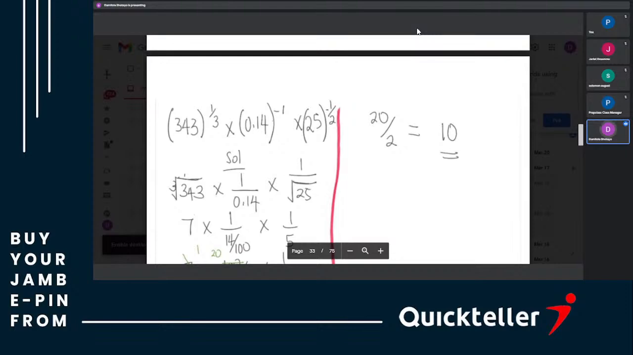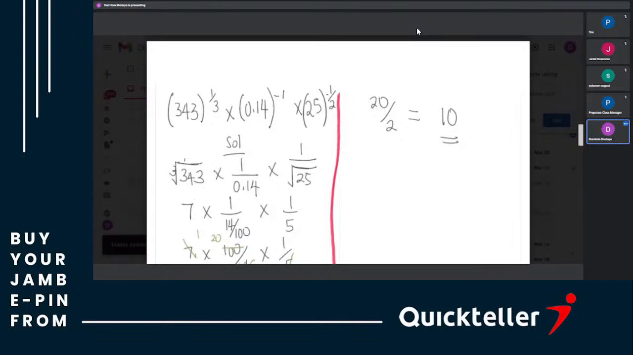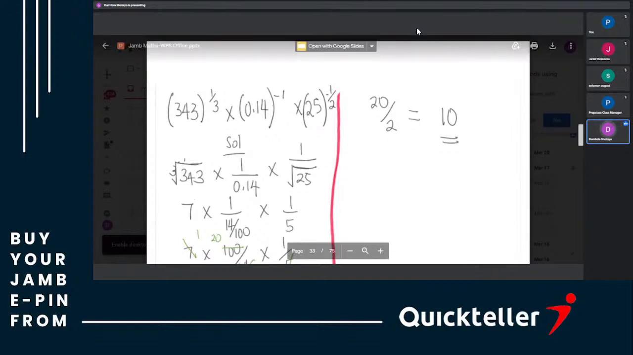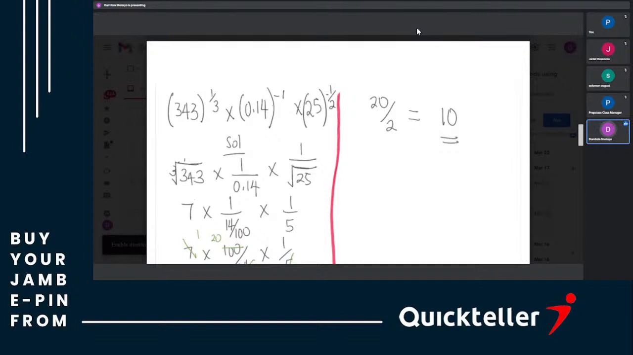So this is it. The rules say, 343 raised to the power 1/3, a fractional index, will become the root of 343. If you have a fraction as index, like 1/3, the 3 will become your third root. So you have the third root of 343. Then 0.14 raised to the power minus 1, a negative power. That minus will become 1 over. These are called the surds.